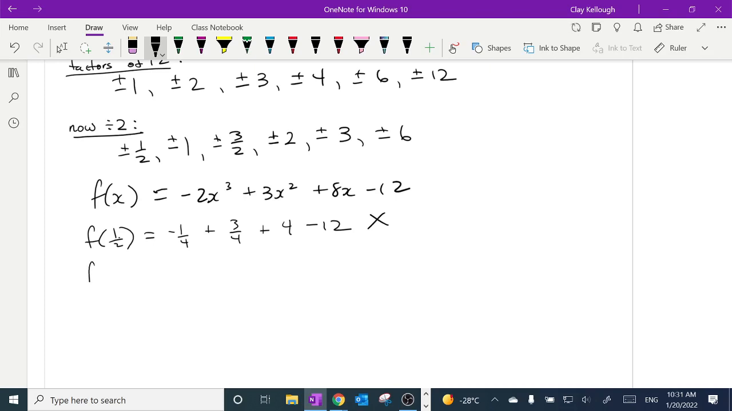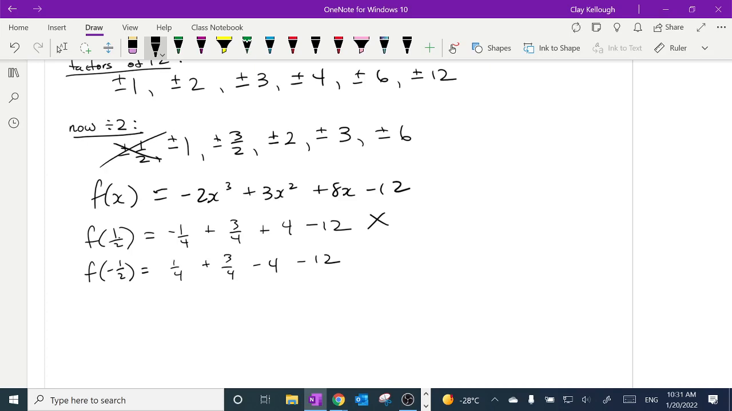How about f of -1/2? Is that a factor? Well, let's see. That would be positive 1/4. And this would still be positive 3/4. And this would be -4 minus 12. I think that's even farther from being 0. So nope, not going to work. So we've ruled out those guys.